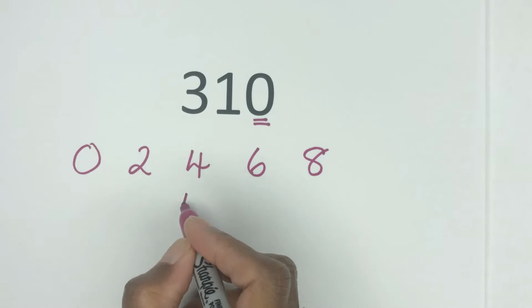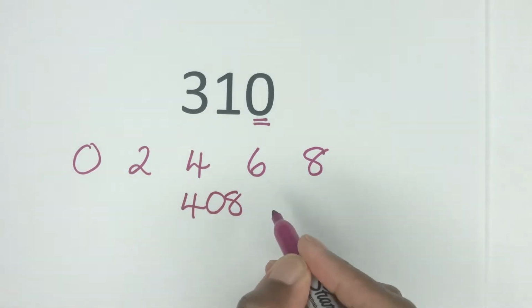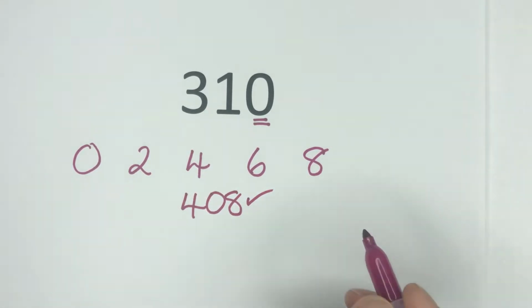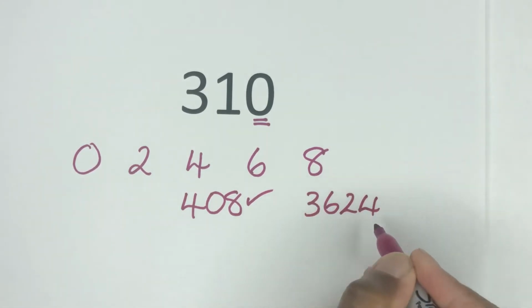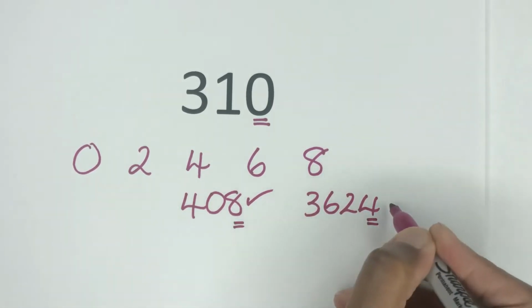So if you had 408, it can be divided by 2. If you had 3,624, it can be divided by 2.